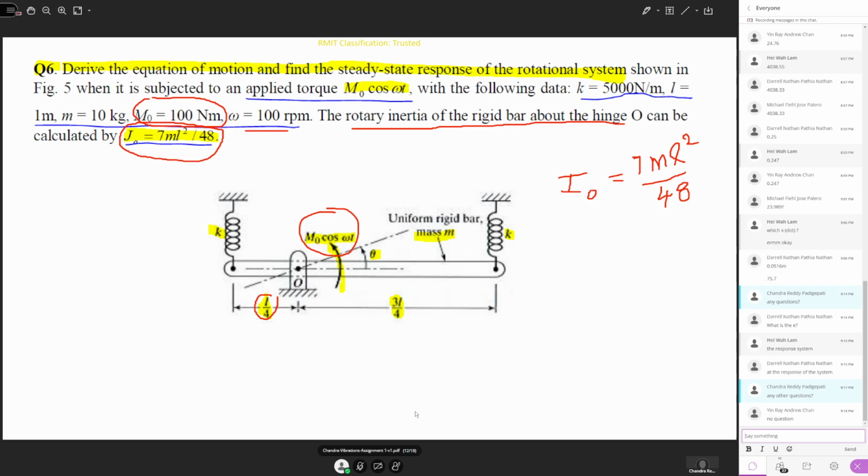For the rod, inertia is half ml square. So we can apply the parallel axis theorem and we can find this value. But the good thing is for this problem, the value is given to you. So 7 ml square over 48 is the mass moment of inertia.